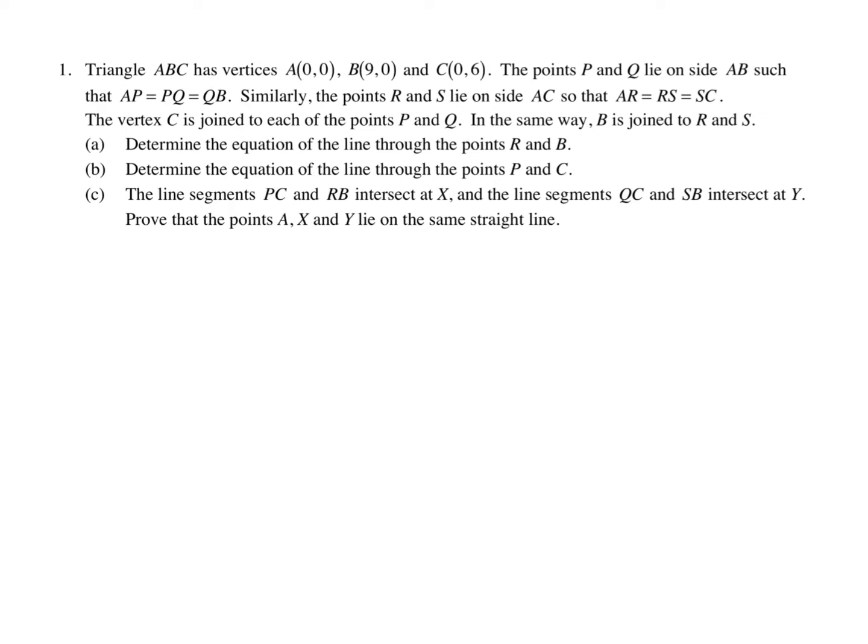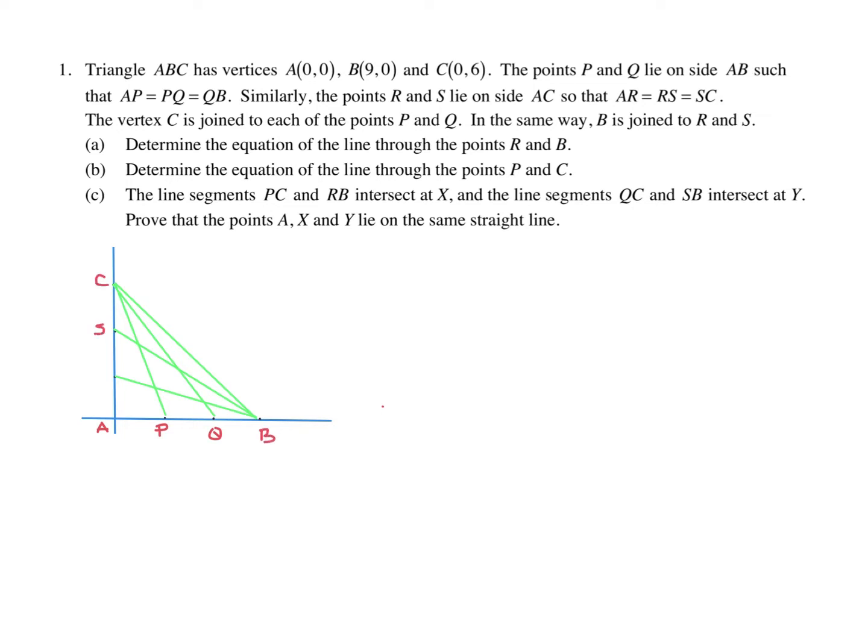Okay, so we will make a basic diagram. Let's label this now. This origin is A, this is P, Q, and this is B. This is C, and then this is S and R. Exactly the way the opening stem describes it, that's what I've connected: the vertex C is joined to each of P and Q, and B is joined to R and S, right? Exactly what they're saying. So let's start with part A.